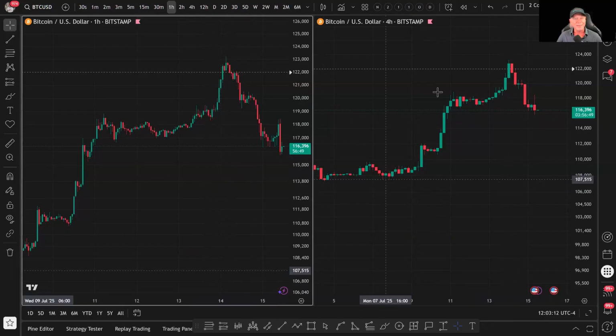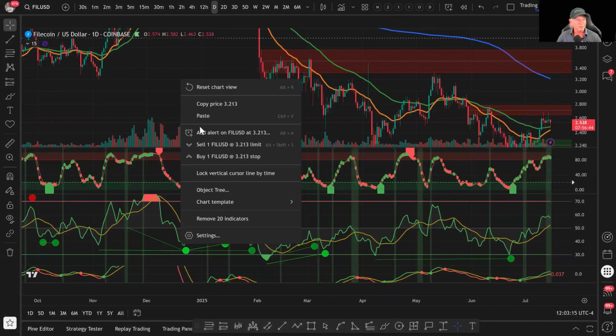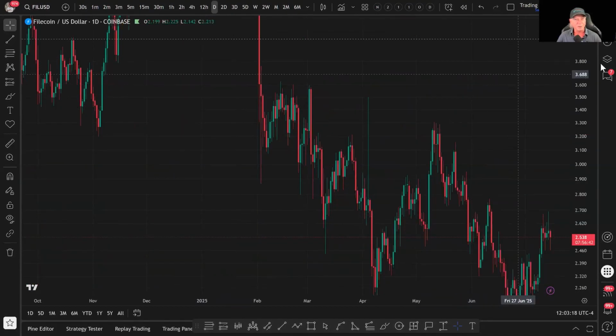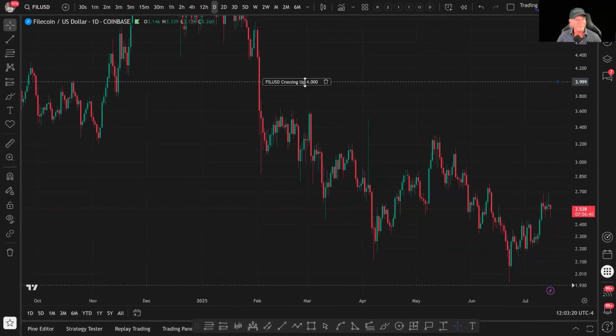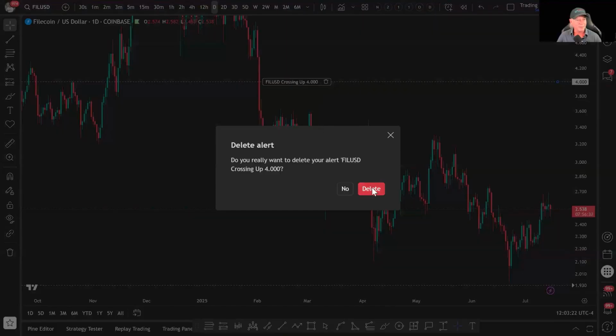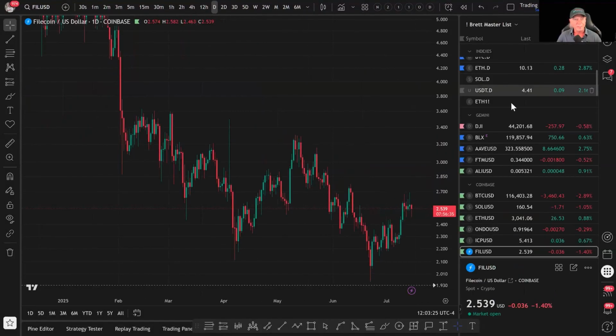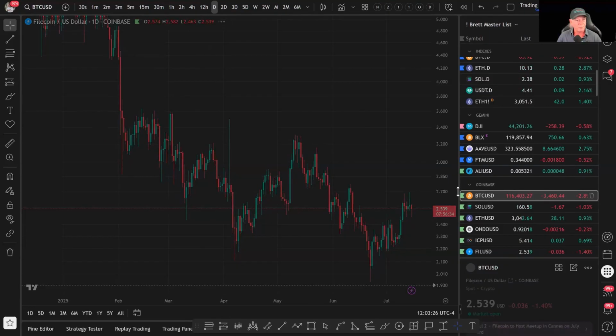I'll show you how to create those, and we'll get to that in a minute, but I'm also going to clear out this daily chart as well. So we've got nothing on here. Even the alerts, I'll take that off. And of course, let's jump over to Bitcoin, which is pulling back a bit today.